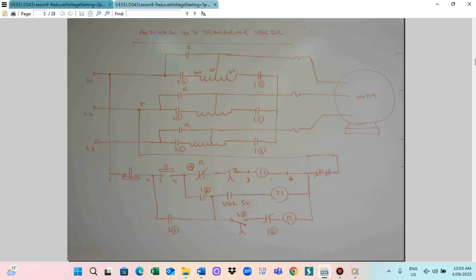This is when the start button is pressed, current flows from the 1, 2, 3, 4, 5, 6 and ends at 7. So YS is energized, so it closes all 1S contacts. Then the 2S is energized, so the 2S contacts are closed. The closing of the 1S and 2S energizes our transformer winding. So the percentage voltage.